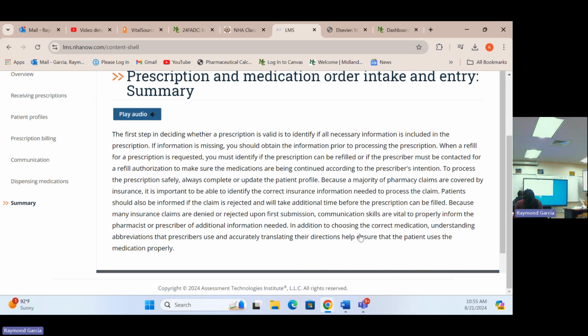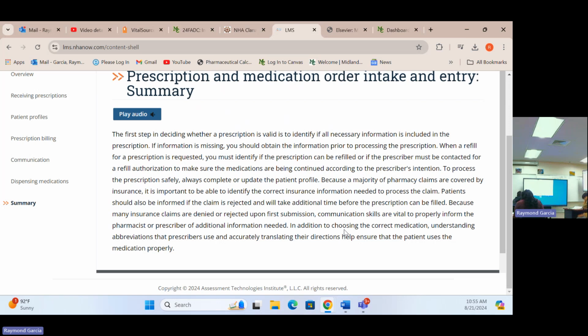All right, prescription and medication entry, the summary. The first step is deciding whether a prescription is valid, which is to identify that necessary information is included in the prescription. If information is missing, you should obtain the information prior to processing the prescription. Make sure that you greet the patient, get their information, and make sure you have their insurance, allergies, and any diseases that they may have.